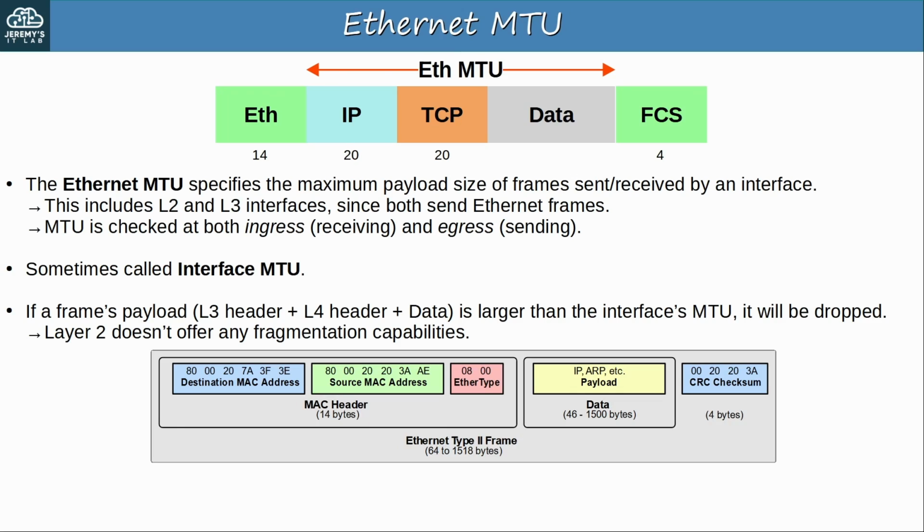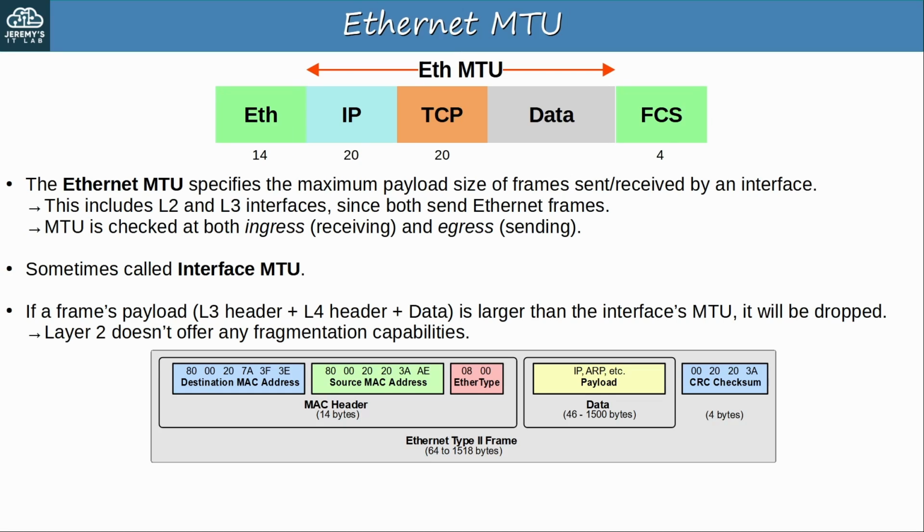Note that there isn't any field in the Ethernet header that can provide fragmentation, unlike the IP header, which we will look at later. And since we're talking about the maximum transmission unit, let's also review the minimum. Look at the very bottom of this diagram. It says 64 to 1518 bytes.